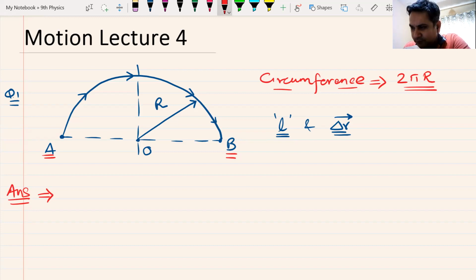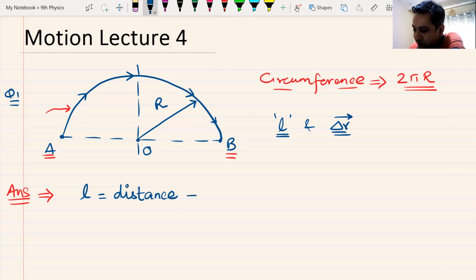So the distance is 1/2 times 2 pi r, and the displacement is vector AB. What is the distance traveled? Remember, the circumference, but 1 times 1/2, so half of the circumference. The distance traveled will be, it is a semicircular track, so you have to find the length of this track. Ayush, how will you find the length of this track, which is equal to the distance?